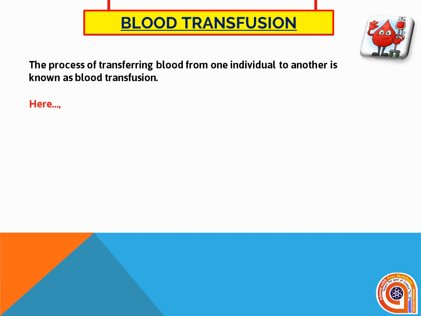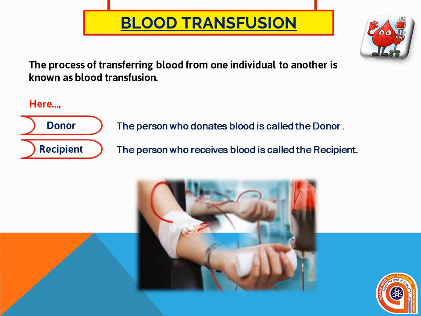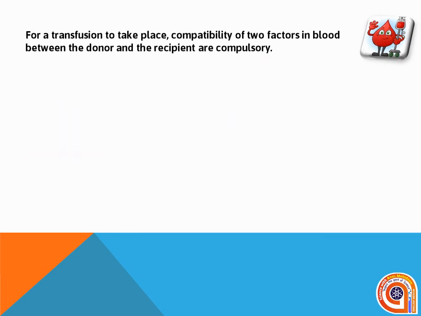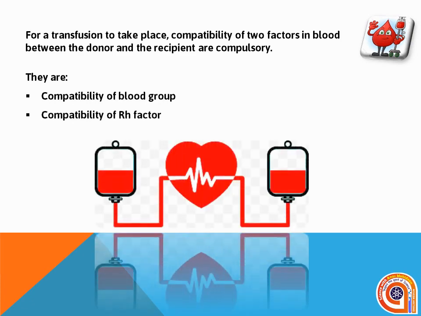Here, there are two people interconnected. One donates the blood, the other one receives the blood. Accordingly, they are the donor and the recipient. Donor is the person who donates blood, and the recipient is the person who receives blood. For a blood transfusion to take place, there are two factors that should be compatible between the donor and the recipient. They are compatibility of blood group and compatibility of RH factor. That is, the blood groups of both the donor and the recipient should be compatible, and the RH factor too.